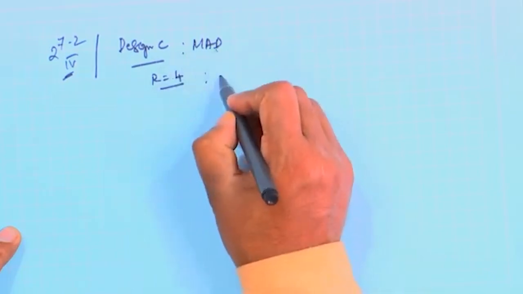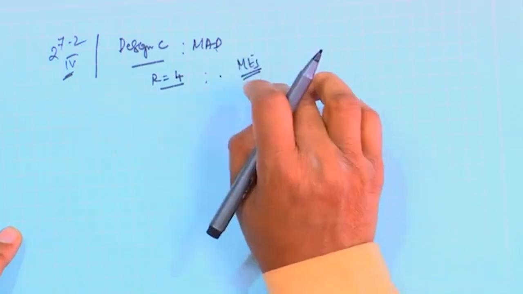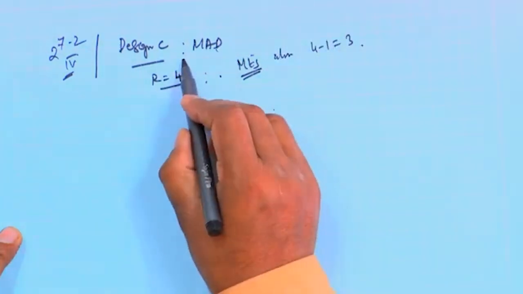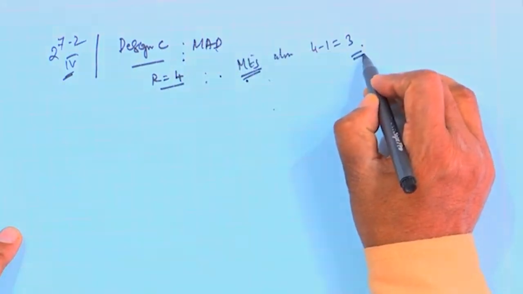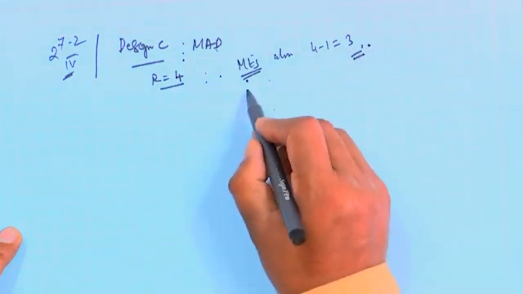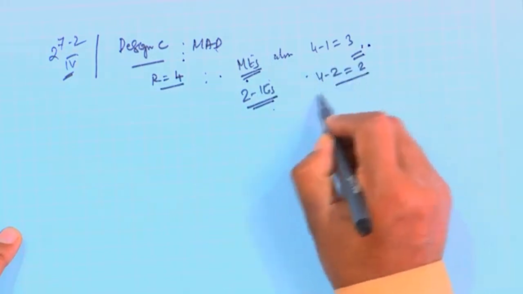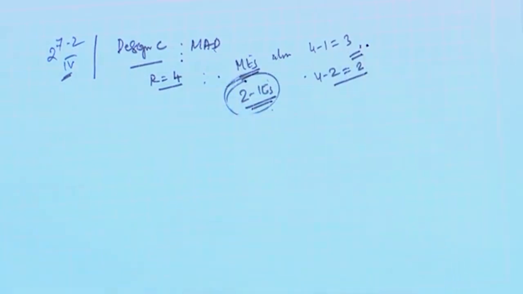So, this says that main effects are aliased with R minus 1, that means 4 minus 1, 3. In this case, the minimum number of main effects will be aliased with third order interactions. Similarly, for the second order interactions, R minus 2, that means second order interaction, the minimum number of second order interactions are aliased with other second order interactions. So, that is what you will be getting. That is known as minimum aberration design and it is very, very important.